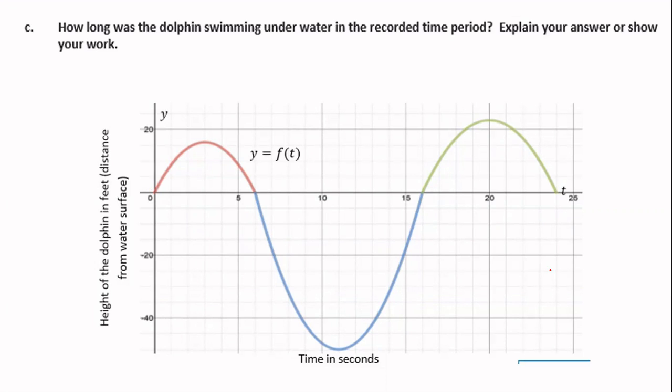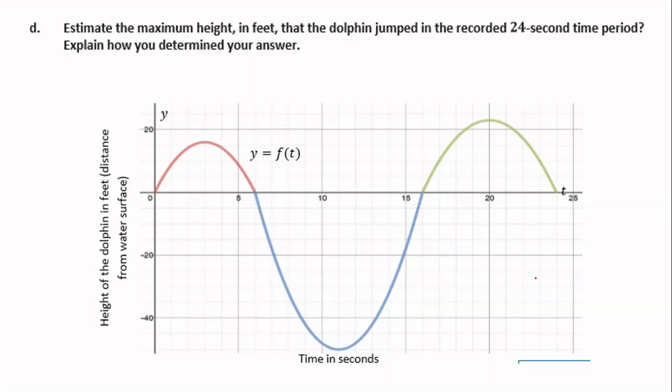How long was the dolphin swimming underwater? Well, that would be from this point, 6 to 16, so 10 seconds. The maximum height that he jumped in the 24-second time period, well, it would be up here.